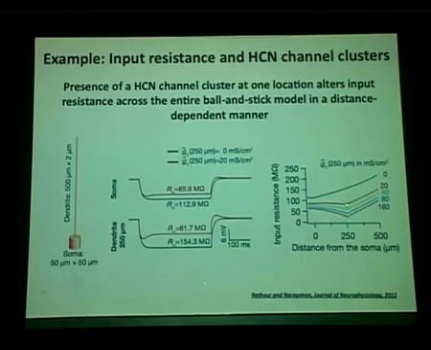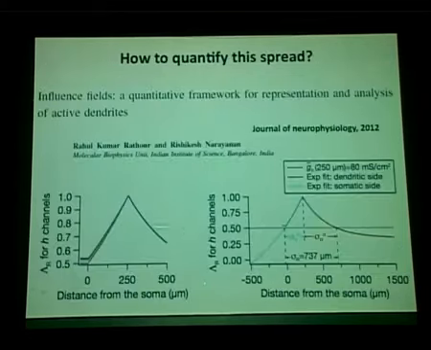You can see that it not only reduces the input resistance at that specific location, but it alters the input resistance at various different locations also. If you now quantify the relative influence of this single structure at this location versus the others, you will get something like this. This is the same plot that is shown over here, but normalized by the influence at the location at which you inserted that channel.